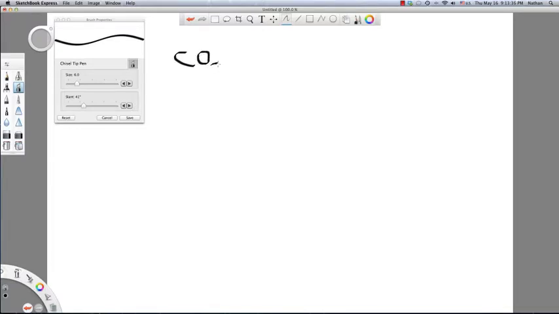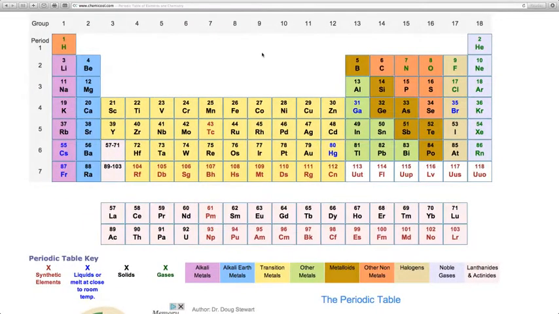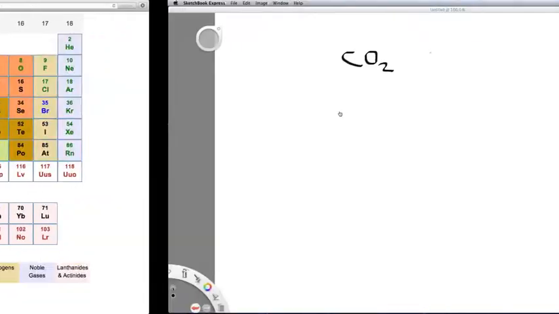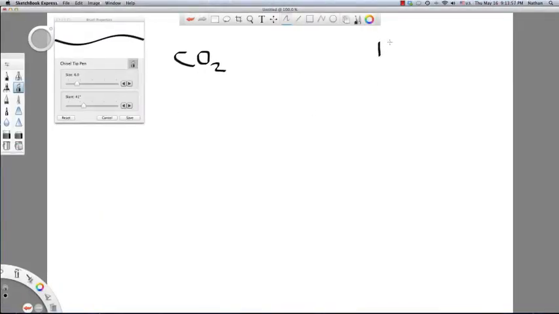CO2, carbon dioxide. Now, let's count the valence electrons. Carbon has 4 valence electrons. And then the oxygens we established had how many electrons? 6, that's right. So 12 plus 4 is 16. So we have 16 valence electrons to use.